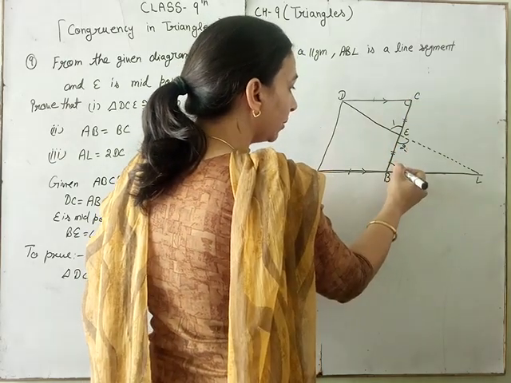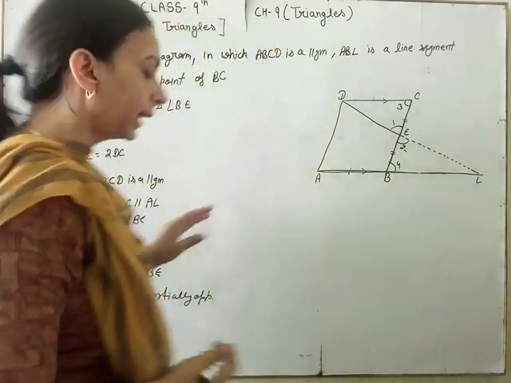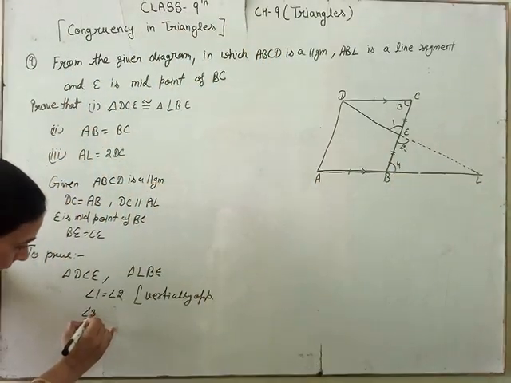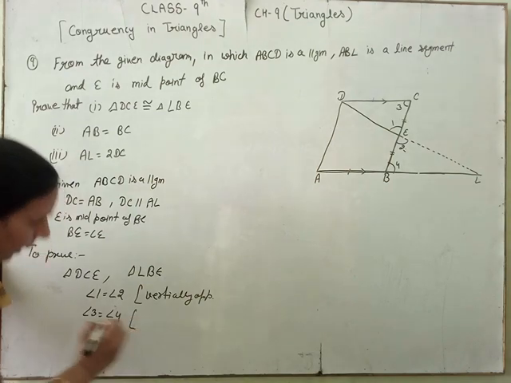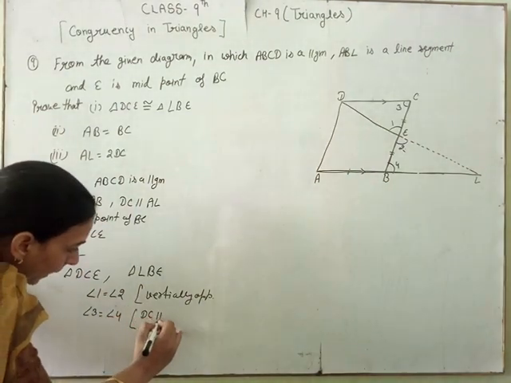Next, student, if DC is parallel to AL and this is a transversal, then this angle and this angle are also equal. That is, this 3 equals this 4. Then angle 3 equals angle 4, because DC is parallel to AL.